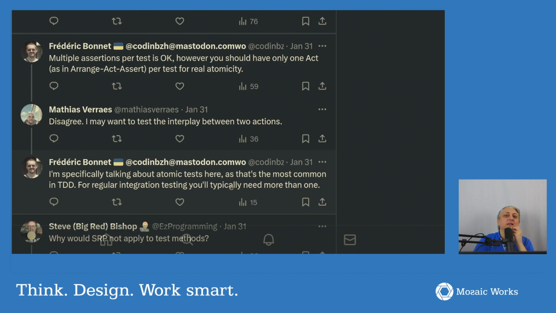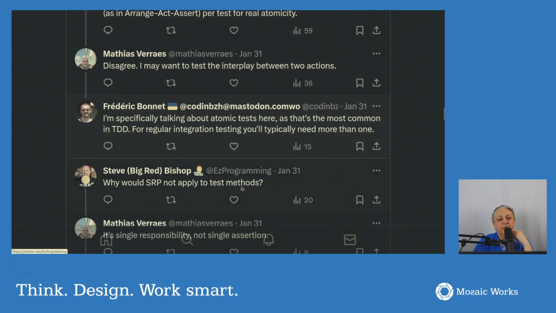So do I write tests that do multiple actions? I do sometimes, yes. Yeah, of course. So to me, that's not a quick and fast rule. I don't try to write only one line of act, basically. I do write multiple lines of act.